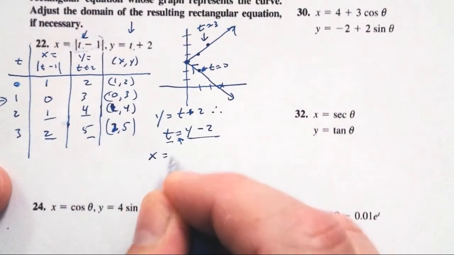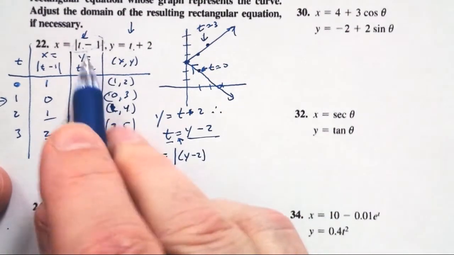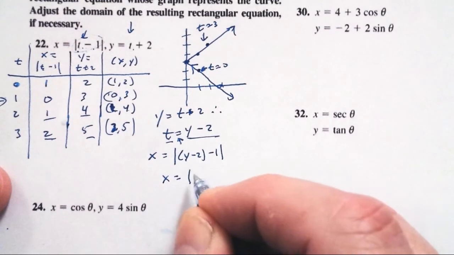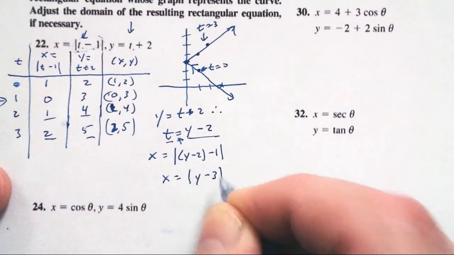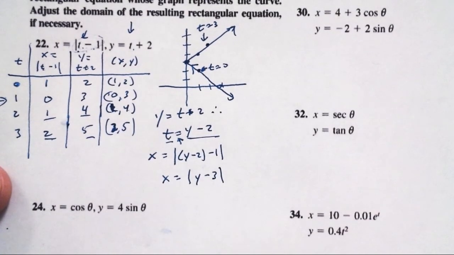So that would be x equals absolute value of t, replaced by y minus 2, minus 1, which gives me x equals absolute value of y minus 3. So x is a function of y, but y is not a function of x. Okay, now here we go.